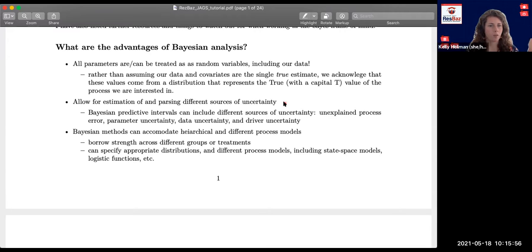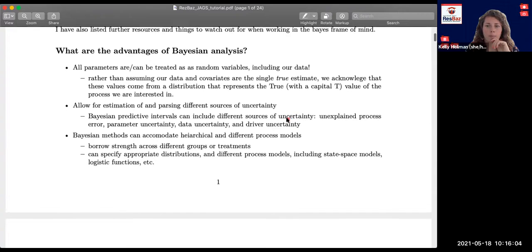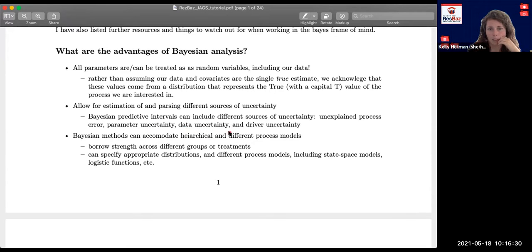And speaking of, Bayesian statistics often allow for estimation and parsing of different sources of uncertainty. And so the estimates that we get from our Bayesian models of parameters or of predicted values that we're interested in can actually include things like process error, uncertainty in parameters, so uncertainty in the effect of a particular process on the data, data uncertainty, as well as things like driver uncertainty. And so this I often think of as, if we're forecasting into the future, what's the uncertainty in future climate drivers? Or what's the uncertainty in future human decisions?